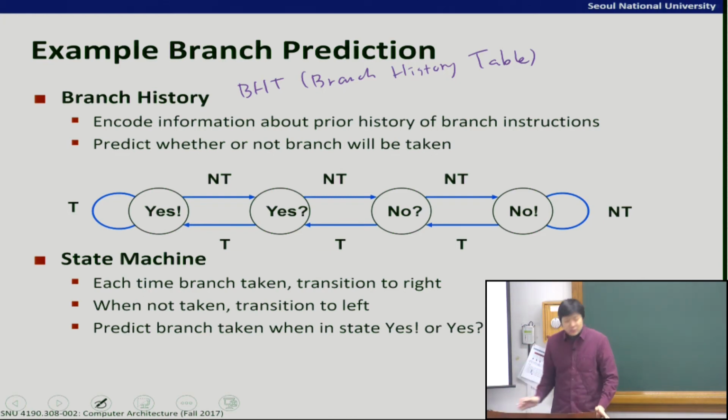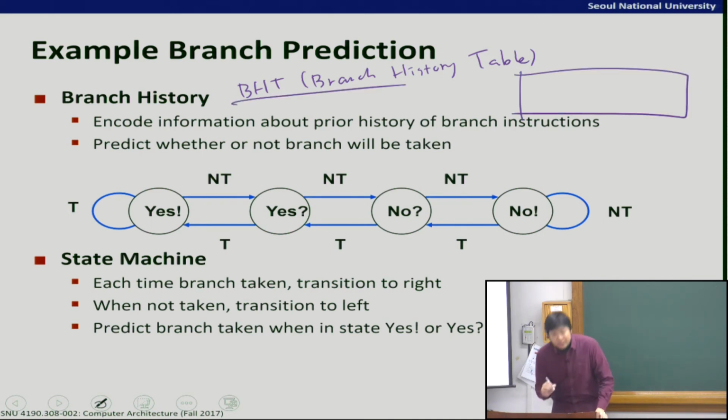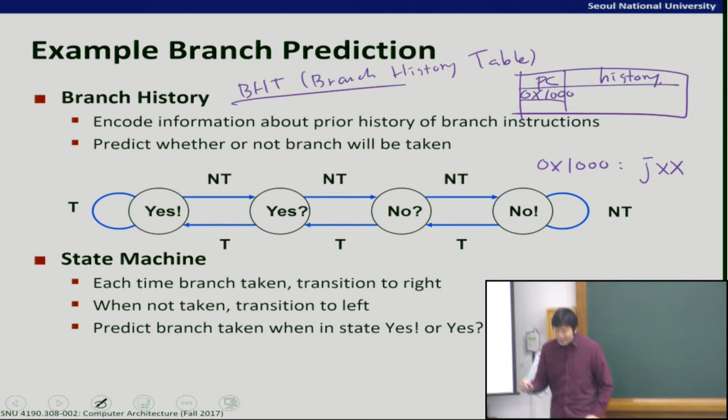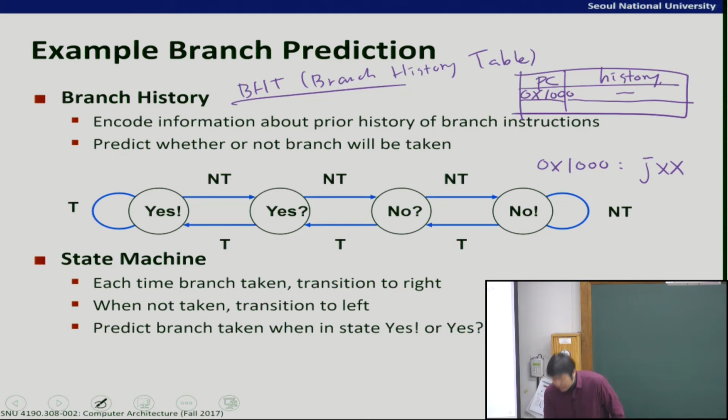Conceptually, but not physically, it will look like this. This BHT is like a table. It has the PC, the program counter of the specific branch instruction, and here's the history. Let's say you have a specific branch instruction at address 1000, like a JXX instruction. Then we have the PC of this branch here, 1000, and we track the previous history of this specific branch.